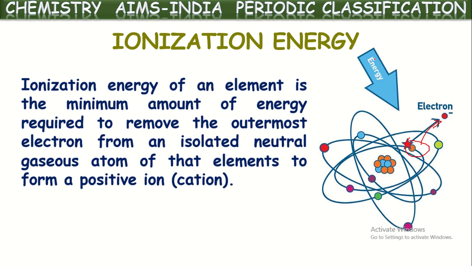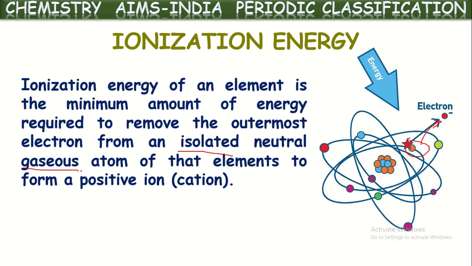It should be separated from all the remaining atoms, because for the separation into individual atoms also a certain amount of energy will be utilized. So first it should be separated into individual atoms, and that atom should be converted into the gaseous state. In that state only can an electron be removed from that atom. So first the atom should be separated from all the rest, that is what we call isolation. That's why we use the word isolated.